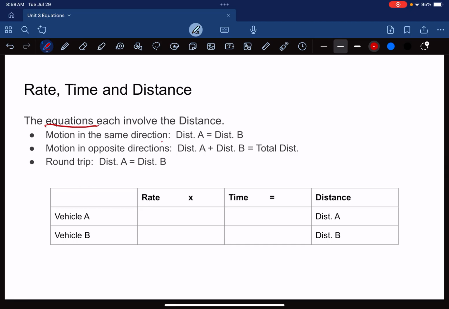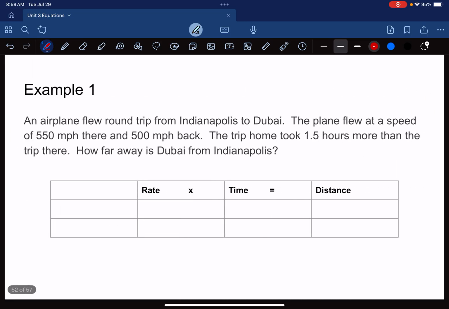So motion in the same direction, you're setting the distances equal. Motion in opposite directions, you're adding the distances and setting it equal to a total distance that the problem's going to give you. And then round trip is distance A equals distance B. Okay? So let's see how these work.